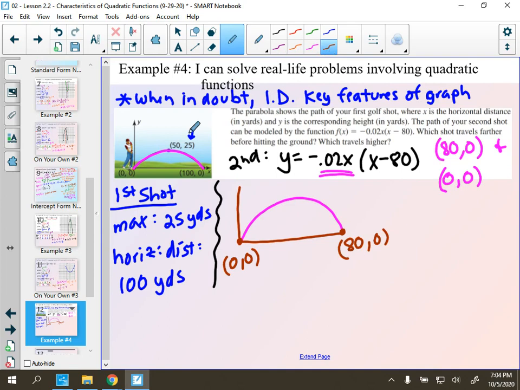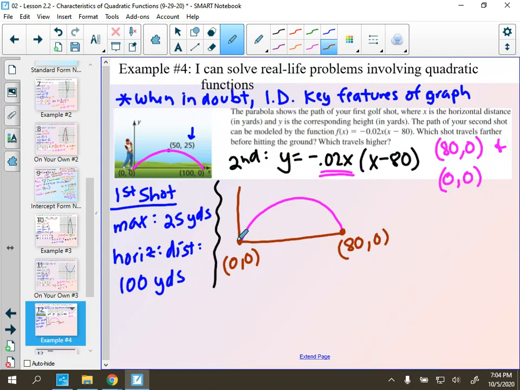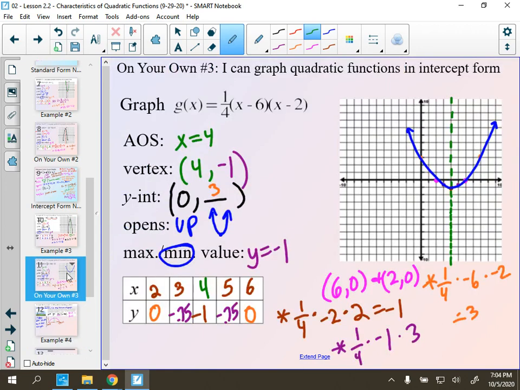All right, so that definitely is starting to look like this first graph. What's the next thing we wrote down as far as the game plan? Start by putting the x-intercepts on the graph, count to the middle or average your p and your q values. So for us, I don't think we have to be super fancy. What's halfway in between an x value of 0 and an x value of 80? I think everybody's probably screaming 40. So now we know that our axis of symmetry is 40. What did that always mean? I wrote it every time. We had a 4. That was the x-coordinate of our vertex.